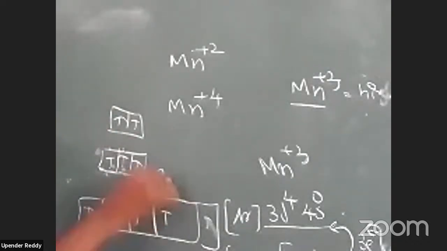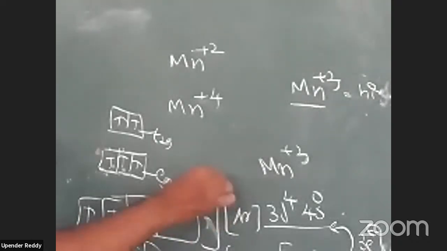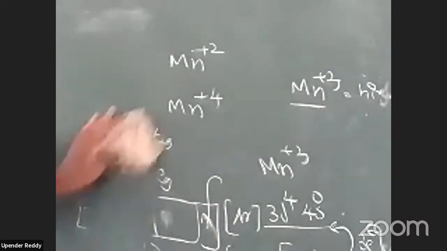For example, it is t2g in an octahedral environment. Either this is stable or this is stable, but 3d4 is unstable, because this is 1, 2, 3, 4, an unstable configuration. To get a stable configuration, it can gain one electron or lose one electron. By gaining or losing one electron, the unstable converts into stable.